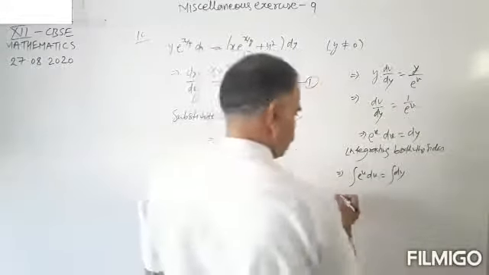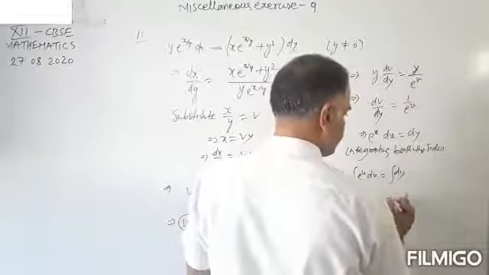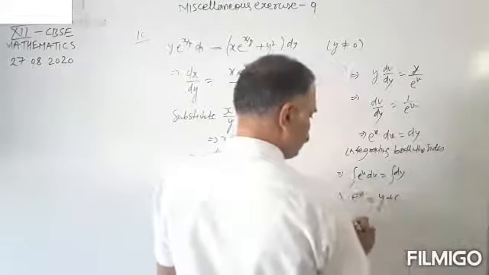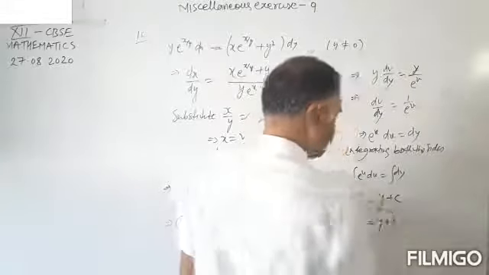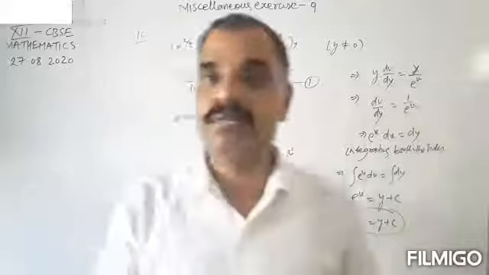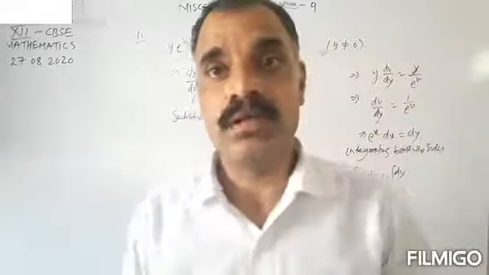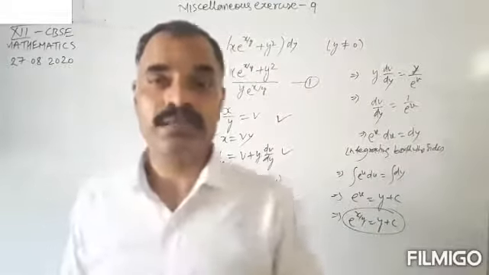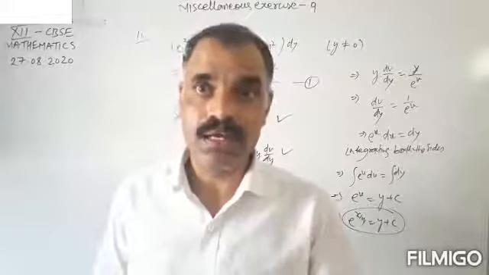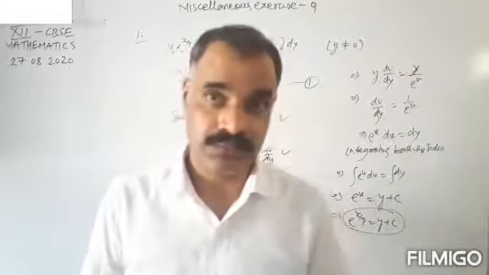Integration of e to the power v is e to the power v, and integration of dy is y plus c. So e to the power x upon y equals y plus c. This is the general solution of the given differential equation, that is equation number 1. This was an important question as far as the concept of differential equation is concerned.